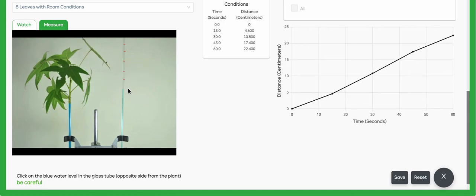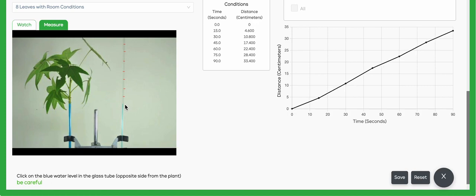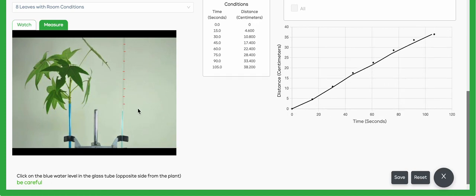And it's just fine to measure height of water because all the different leaf setups have the same capillary tube. So whether or not we measure height or volume, they mean the same thing here. And you're going to notice these measurements coming up both on the graph and the data table.